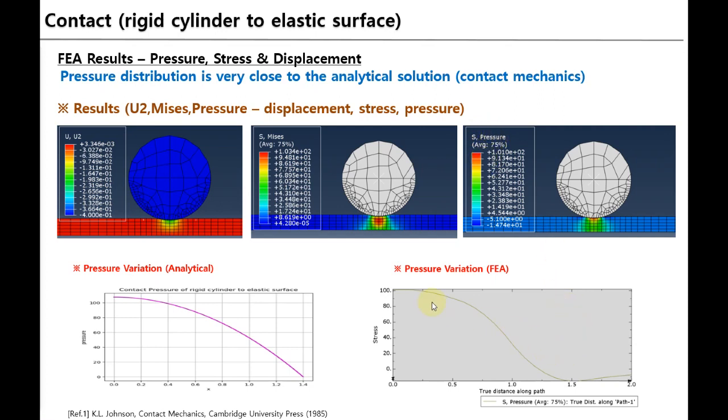Finally, we can see the pressure distribution. It's very close to the analytical solution. Actually, if we decrease the layer thickness and use appropriate mesh density, then we get a more exact pressure profile.